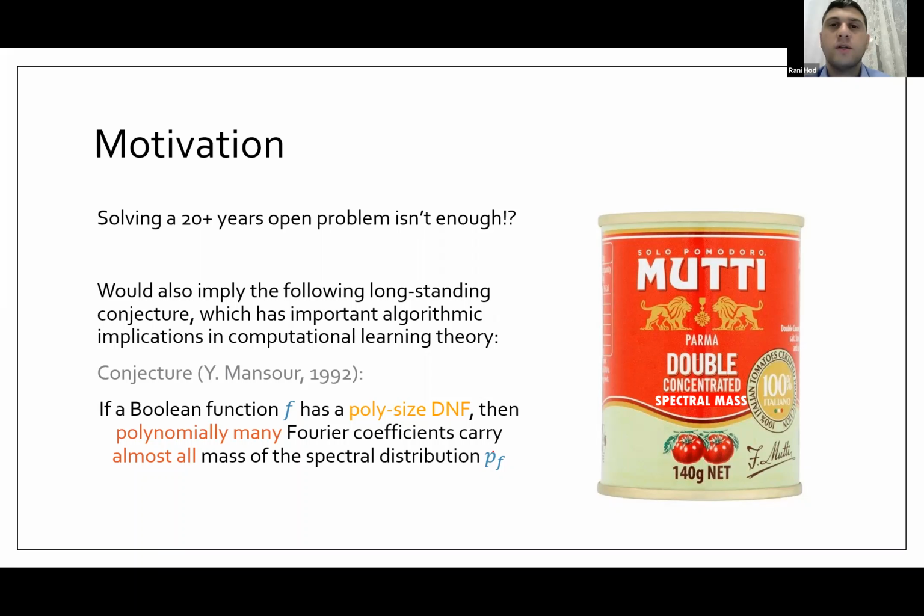I'll just mention this one, Mansour's conjecture, which basically says that if the conjecture is true, and you can write a not too big expression for the function, then it means that almost all the mass of the spectral distribution is concentrated in rather few elements, not 2 to the n, not some exponential number, but just polynomially many Fourier coefficients would carry almost all the mass, just like we said here.